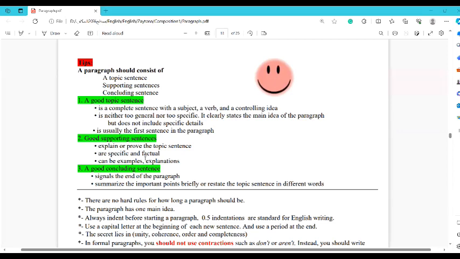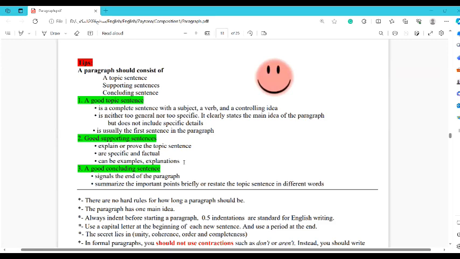Factual means real facts. Specific and factual, having real information. They can be examples or explanations. So how can I write many sentences in order to support just one sentence, which is the topic sentence? How can I generate ideas? I need to add examples about the topic. I need to explain. Explanations, it means sharh. I need to explain the idea in different words, to talk about the same idea but in different words. This is called explanation, to explain the idea, to give examples.